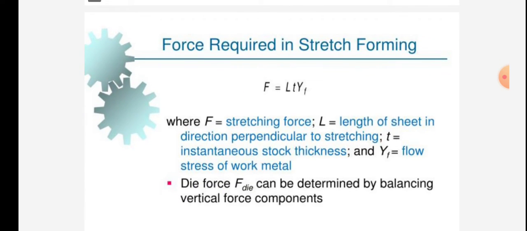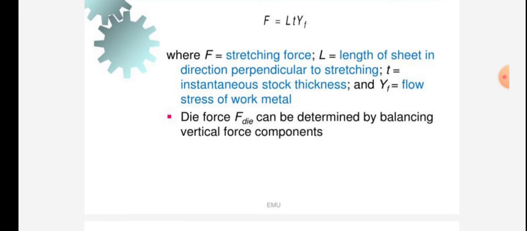Now, force required in stretch forming. F is equal to L into T into YF, where F is the stretching force, L is the length of sheet in direction perpendicular to stretching, T is equal to instantaneous stock thickness, and YF is equal to flow stress of work metal. Die force F die can be determined by balancing vertical force components.